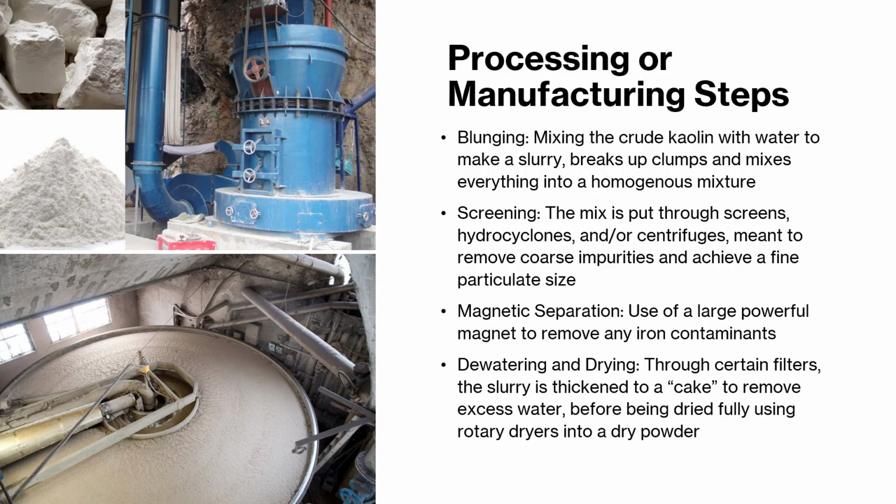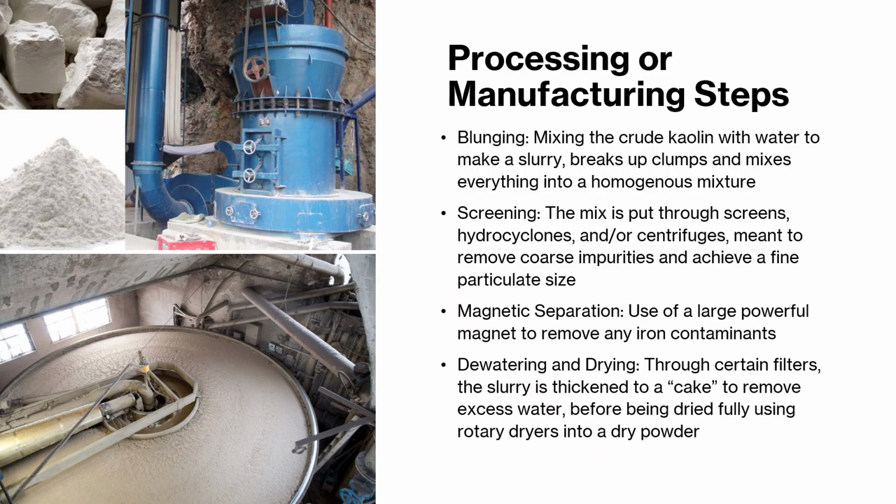Once the mixture has been blunged and made into a thick paste, it can be screened and refined even further. They put the mix through different size screens, machines like hydrocyclones and centrifuges in order to remove coarse impurities and make the mineral more fine and smaller.